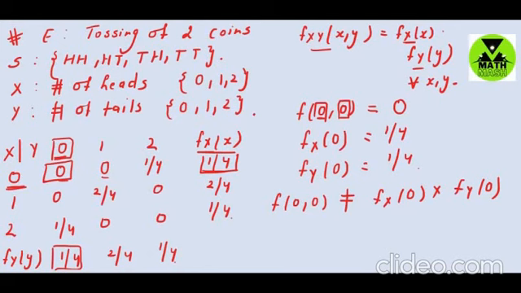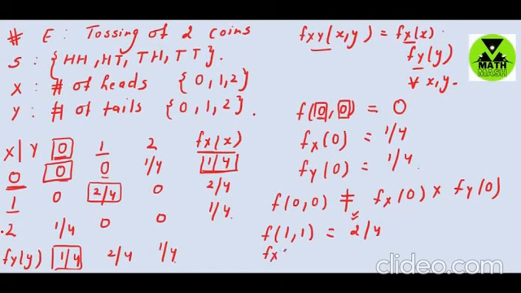This condition must be satisfied for all the possible values of x and y. Suppose we check the values at this point. What is the joint distribution here? That is x equals 1 and y equals 1. So the joint probability mass function at x 1 and y 1 is given by 2 by 4.